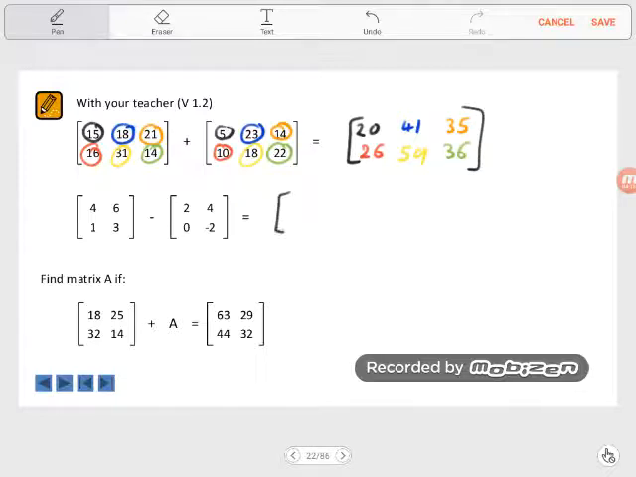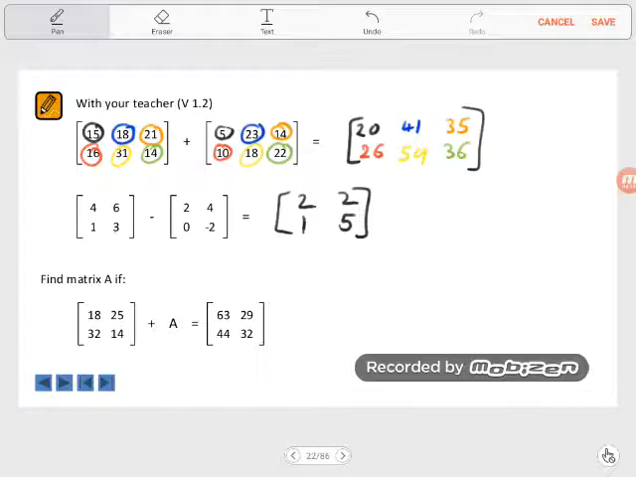Okay, I'll do this next one quite quickly. 4 take 2 is 2, 6 take 4 is 2, 1 take 0 is 1, 3 take negative 2. What do we get there? 3 take negative 2 is 3 plus 2 makes 5.